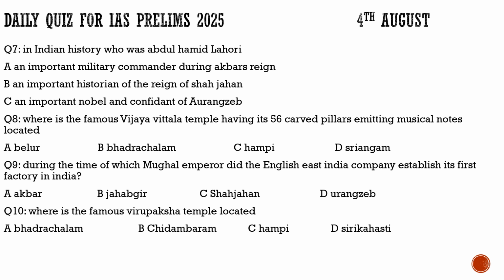Please do ignore the spelling mistakes. And now coming to the last question after this discussion, it asks where is the famous Virupaksha temple located? Is it Bhadrachalam? No, it is not located there. Is it Chidambaram? Not there. Is it Srikalahasti? Not there also. Then for question number 10, the correct option would be option C. It is located in Hampi. So with this we complete today's discussion.